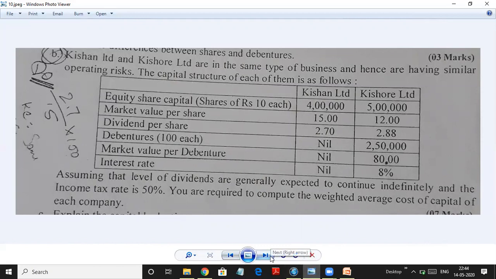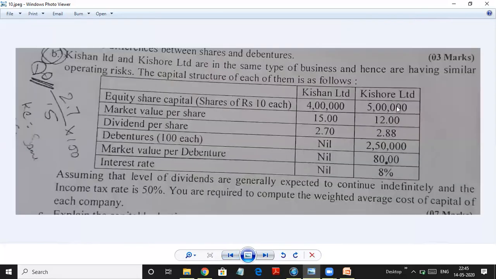Now we'll find the weighted average cost of capital. There are two sources for Kishore Limited, equity and debt. 5 lakh equity, 2,50,000 debt, total 7,50,000. You can look at the question. Weightage we will find: 5 lakh divided by 7 lakh 50,000, 0.67, and 2 lakh 50,000 divided by 7 lakh 50,000, 0.33. The costs you have found are 24% and 5%.